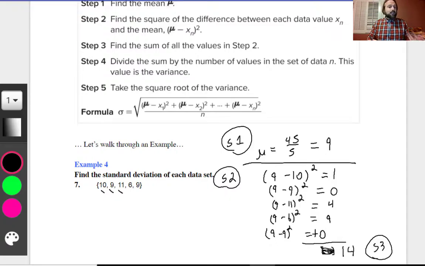Well, how many numbers were there? There were 5, not 9, Mr. Schultz, 5. So 14 divided by 5, well, that's going to be 2 point something. It's actually going to be, well, just get a calculator. 14 divided by 5 is equal to 2.8. So this was step 4.